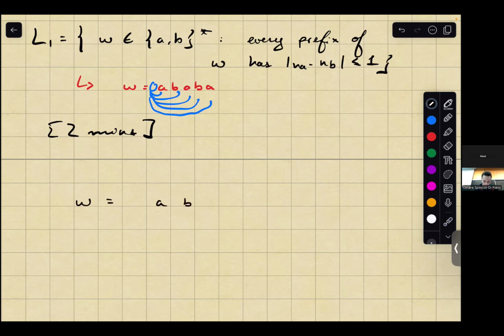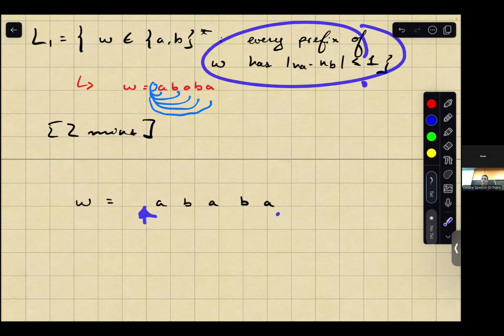So I have A, B, A, B, A. Imagine you're starting at the start of the string. Then what do you care about when you're reading the string? Imagine you're a DFA or a PDA or whatever. You're a machine reading the string from left to right. Think of the easiest way for you to check whether the string follows this necessary and sufficient condition.